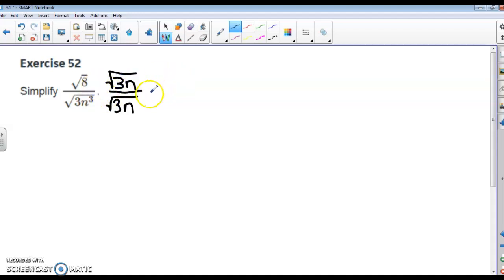So now at the top, I get the square root of 24n. And on the bottom, I get the square root of 9n to the 4th. So for the bottom, the square root of 9 is 3, and the square root of n to the 4th is n squared, so I get 3n squared on the bottom.